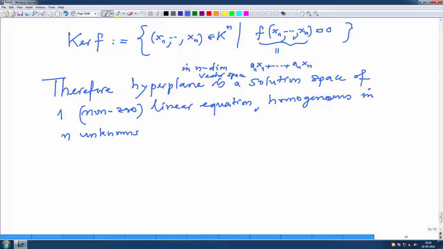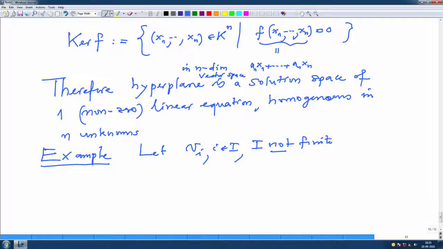All right. So, now one example I want to discuss with infinite dimension, so that we see the picture that in infinite dimension it can be very different. So, let Vi, i in I, I not finite, be a k basis of the k vector space V.